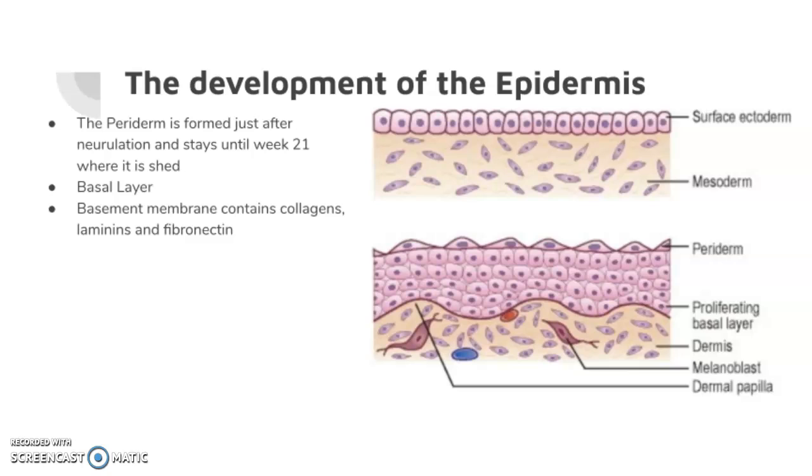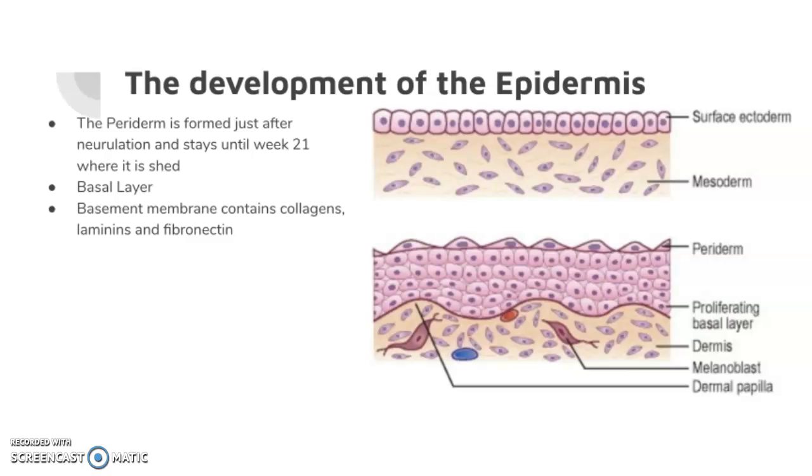So why it is important is because after that initial layer is formed, the rest of the ectoderm starts to proliferate a ton and cause a huge layer to be formed, initially called the basal layer. And this will be differentiated into the different layers of the epidermis later. And then finally, the basement layer is formed. The basement layer contains a bunch of collagens, laminins, and fibronectins that separate the dermis from the epidermis.